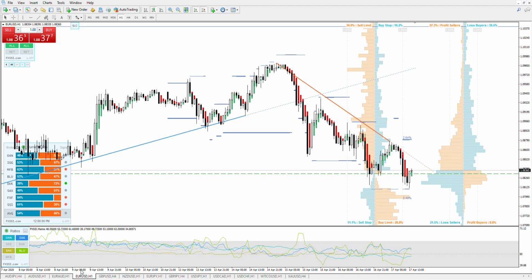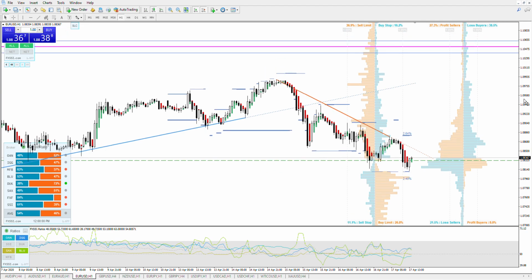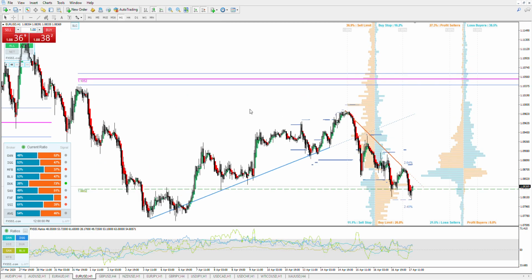Euro USD, there's your midpoint there. Let's zoom out. So that's your monthly pivot. That's the midpoint between monthly pivot and MS1. So that's going to be a good support. So 1.0831, that's the midpoint. Sell, and it's sideways. Yeah, it's pretty sideways.